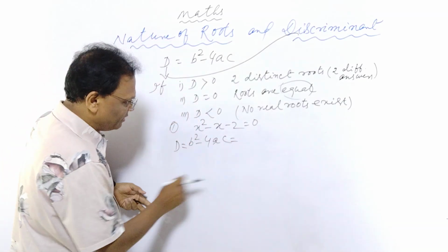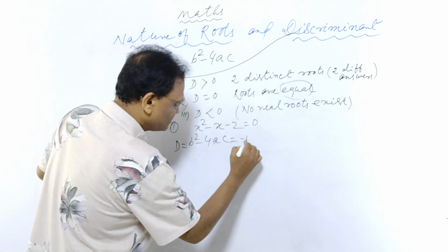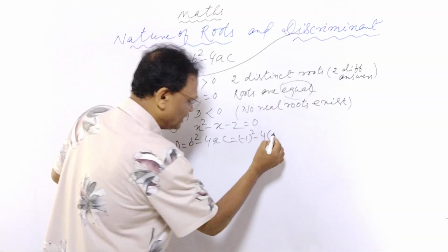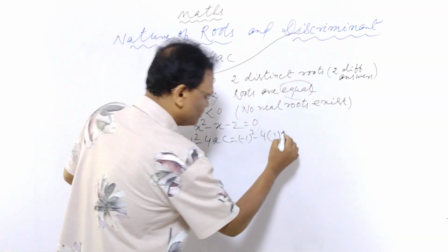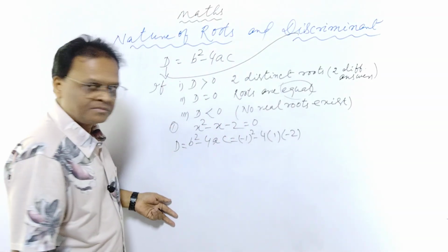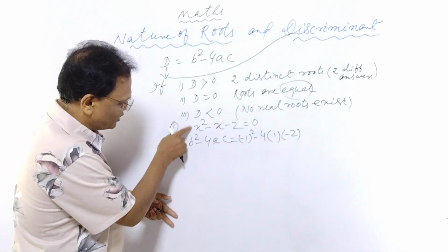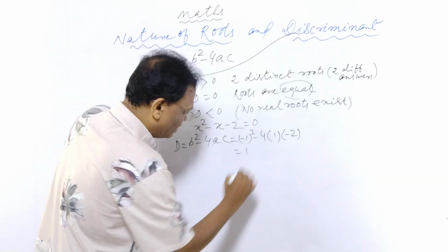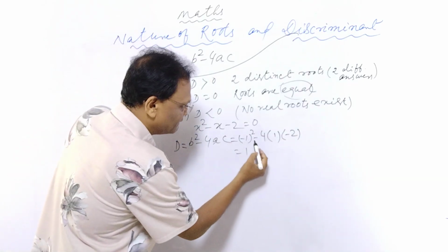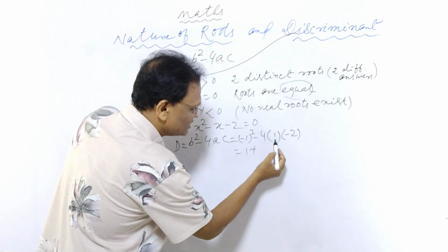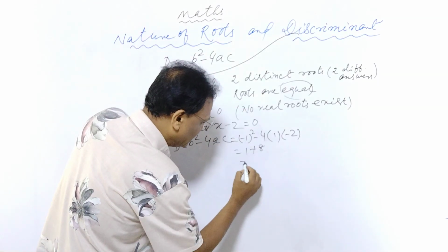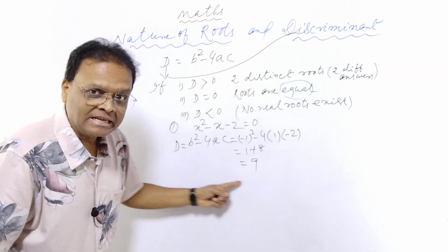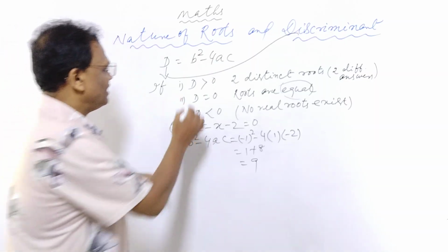Tell me what is your b? b is minus 1, b square minus 4 into a, which is again 1, into c value, which is minus 2. Hope you are getting this, this is your a 1, b minus 1, c minus 2. 1 square is 1 only, minus 2 minus, plus 4 1 is 4, 4 2 is 8, 8 plus 1 is 9. So what did I get? D value is greater than 0. This one.